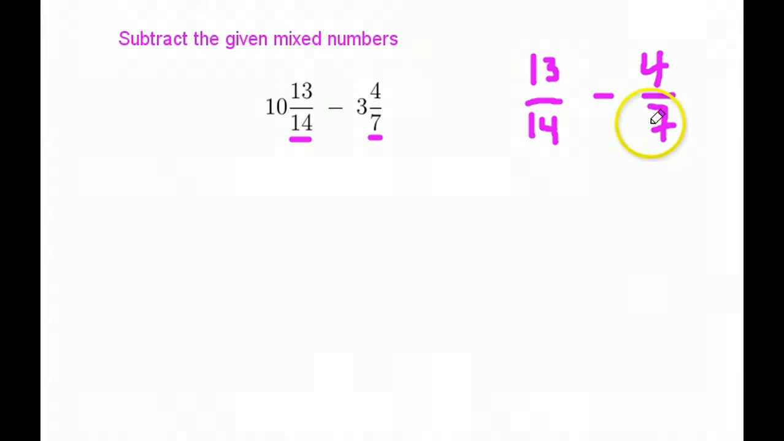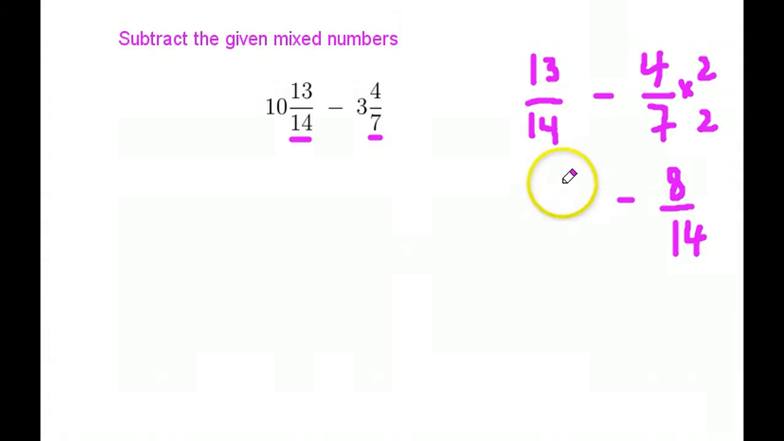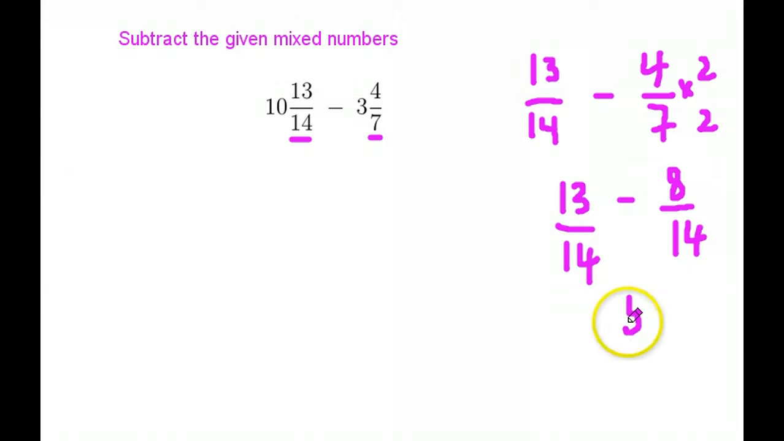In order to make them like fractions, I have to multiply this one by 2, both sides by 2, top and bottom. That will make it 8 over 14. Now at this stage I can subtract after making these changes. So the fraction part, this one can be subtracted from this one. It is 5 over 14.